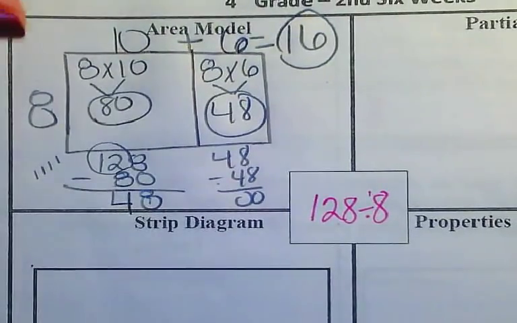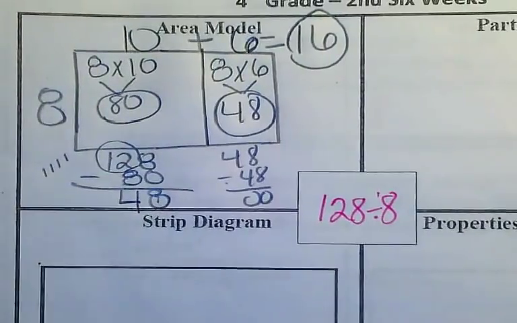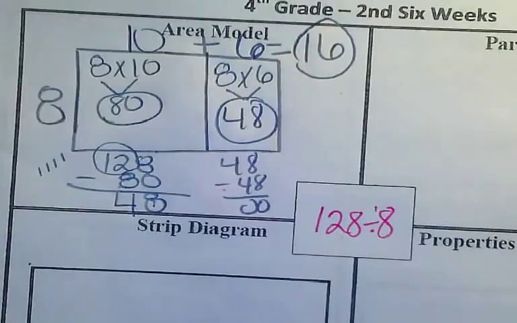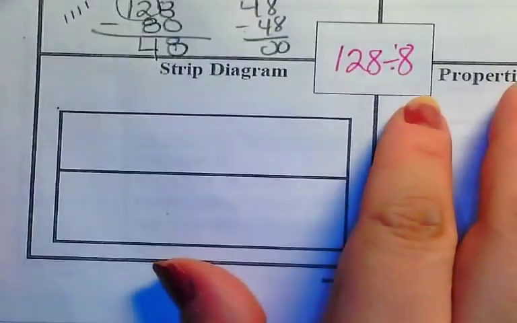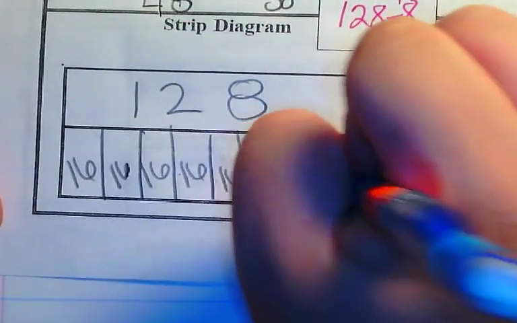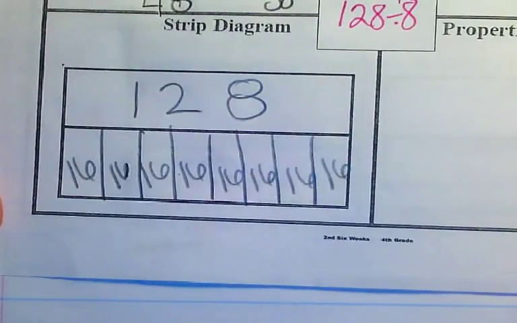Strip diagram. You put 128 at the bottom? Does it have to be at the bottom? No, exactly. It can be either or. 128 divided into 8 parts. And then we put 8 lines and you put 16 in each. You put your quotient inside.